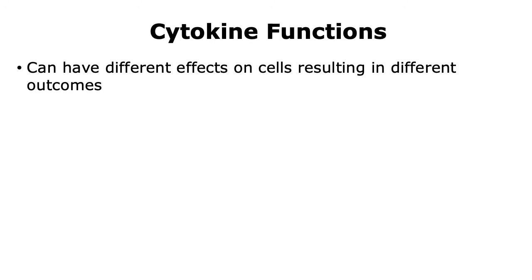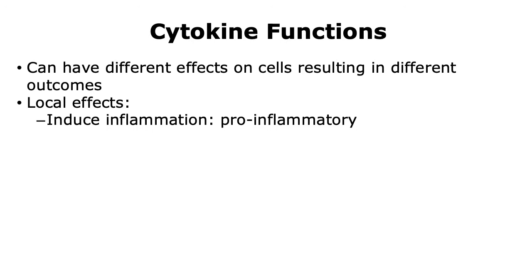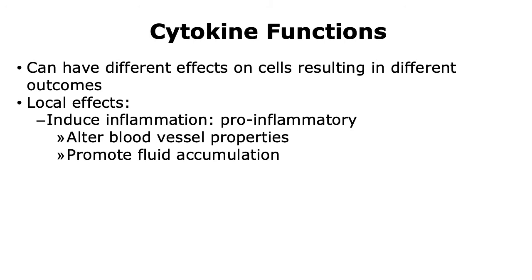Cytokines can mediate a wide variety of effects. They can affect the local environment or the site of infection, and they can do many different things like induce inflammation. Pro-inflammatory cytokines are the cytokines that induce inflammation, and they're able to do so by altering the blood vessel properties. This alteration of blood vessel properties results in the promoting of fluid accumulation at the site of infection and also the generation of heat, which are some of the hallmarks of inflammation.